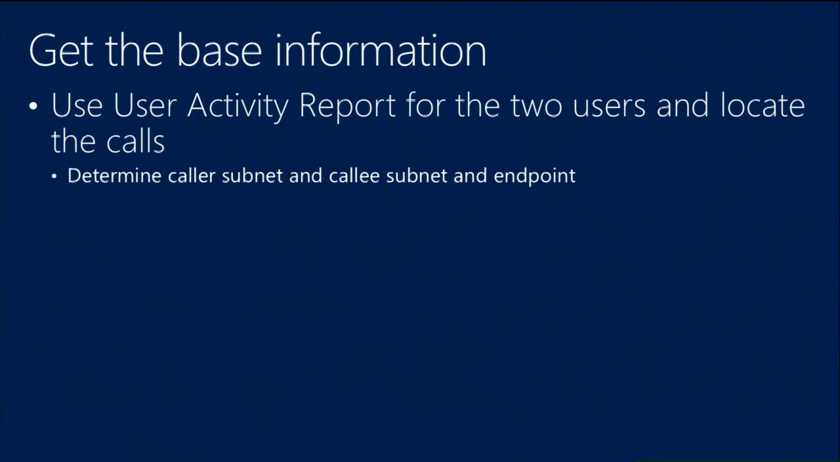So let's go through what we have of information for these two scenarios we had before, the conferencing and the PSTN. First, use the inbox report called the user activity report, and Sasha talked about that one. With that report, you can get the caller's subnet information, and the callee's, the guy who was at the other end of the media. You can get the subnet information for both, and you can get the endpoint, so who was called by whom.